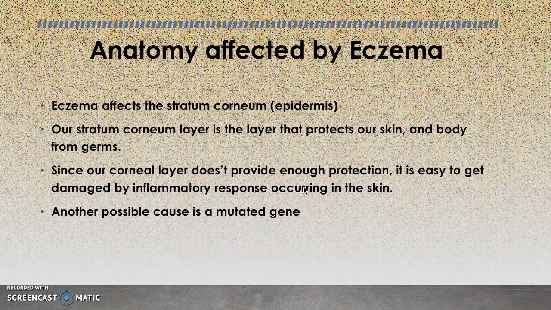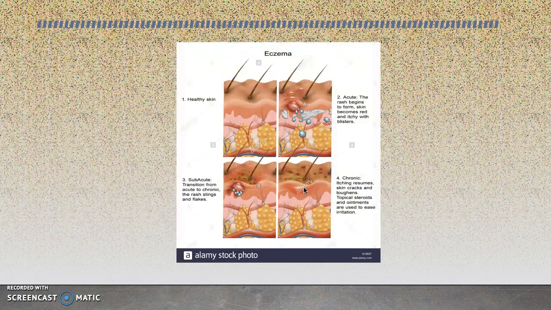And the anatomy affected by eczema. Eczema affects the stratum corneum epidermis, which is the first layer of our skin. Our stratum corneum layer protects our skin and body from germs. Since it doesn't provide enough protection, it is easy to get damaged by the inflammatory response occurring in the skin. Another possible cause is a mutated gene as well.